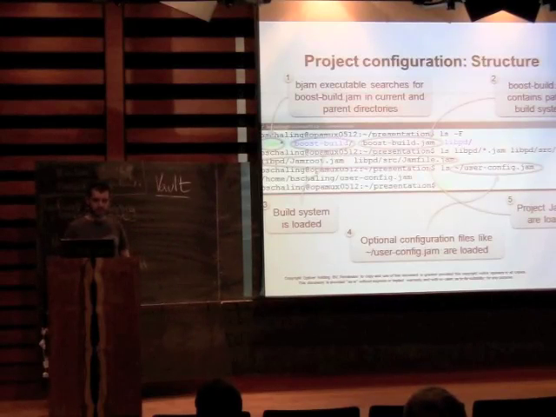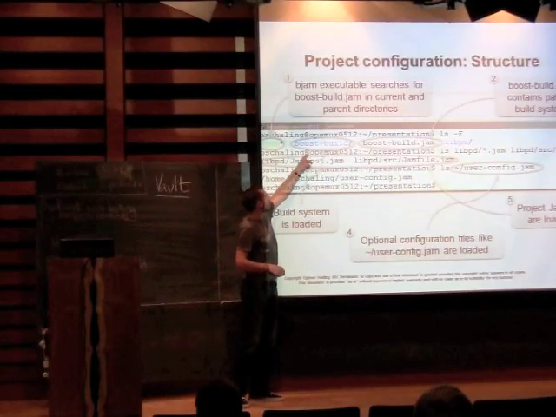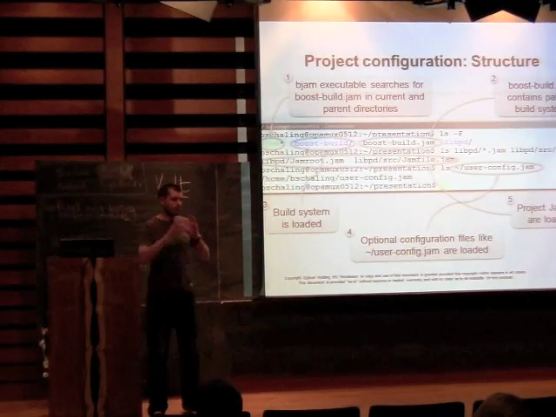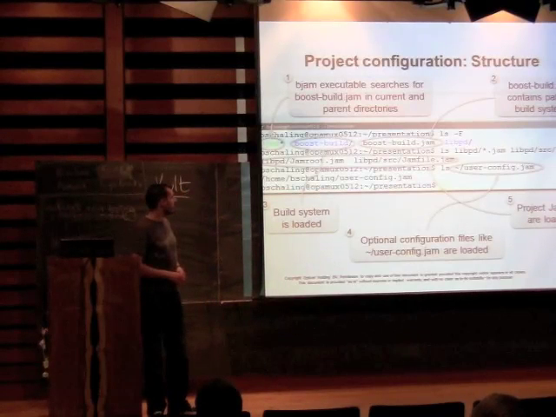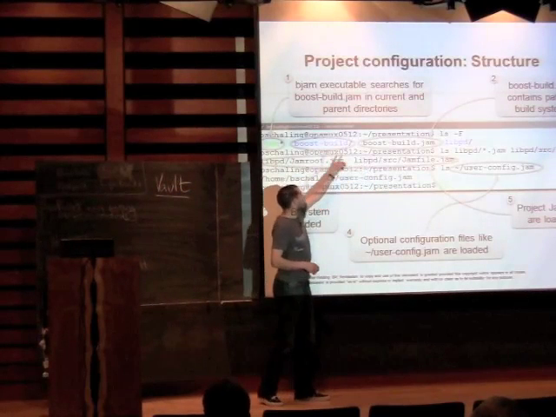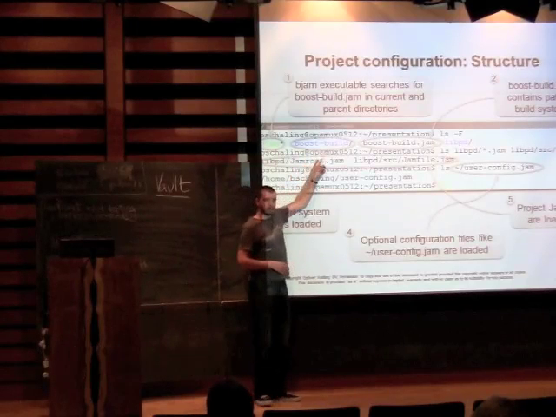Somewhere on your hard disk, you have a directory like this one, where boost-build is found, where all the gem files of boost-build are located. And BGEM uses the boost-build gem file to find out where this directory is. And then it loads all the gem files in boost-build.